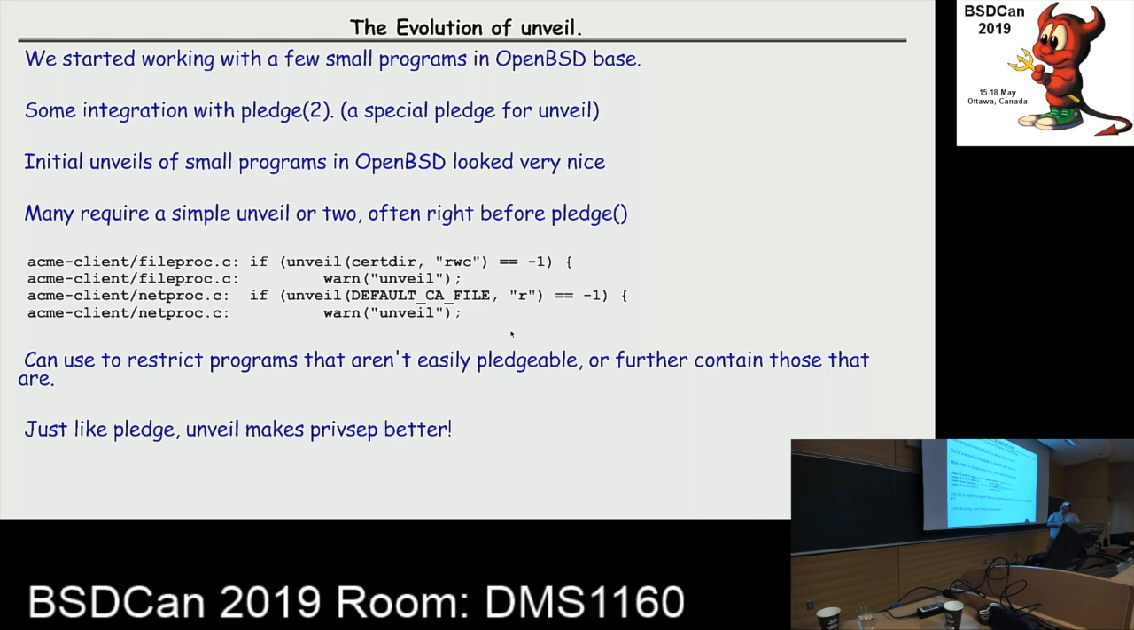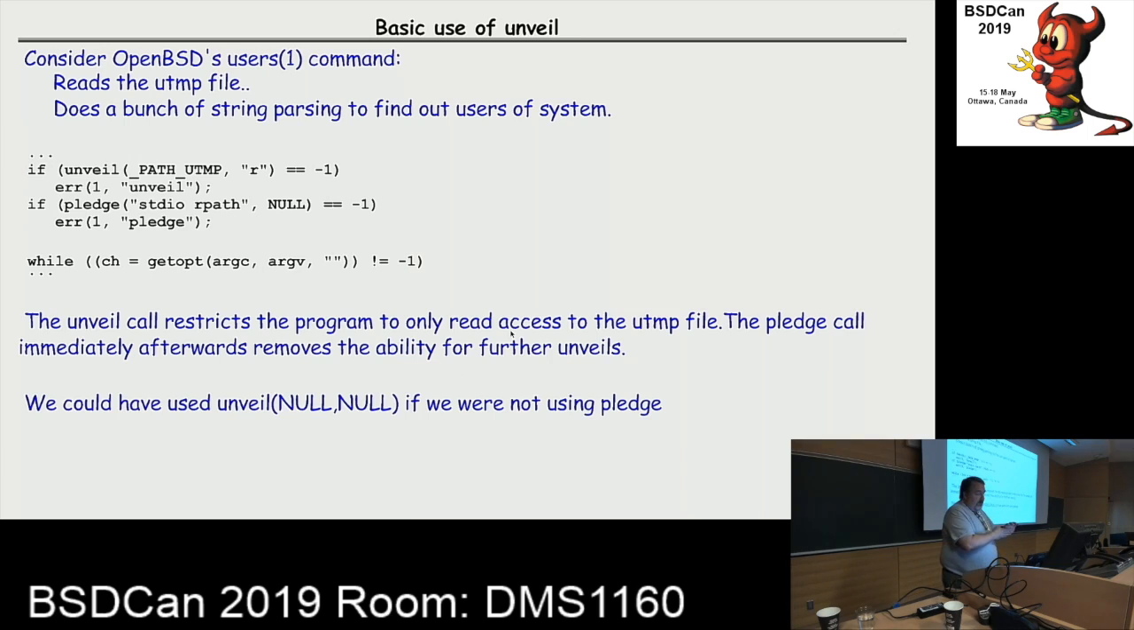It can be used to restrict programs that aren't easily pledgeable, or further contain those that are. And just like pledge, it makes privilege separation better, because if you have privilege separated processes, they can have different unveils and different pledges. So if we think about the user's command, it reads UTEMP and does a whole bunch of gross string parsing, because UTEMP defines the users of the system.